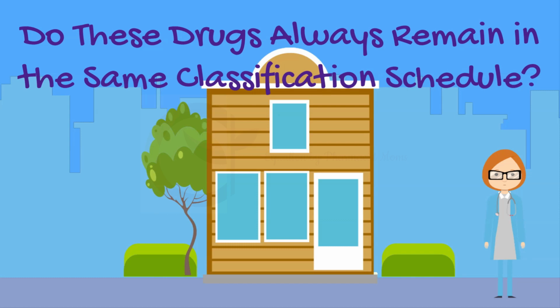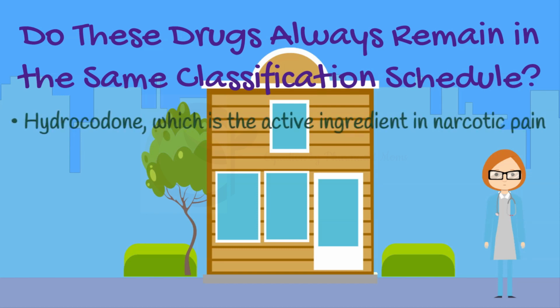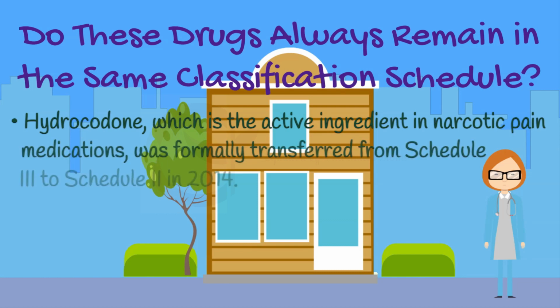Drugs can be allocated to different schedules dependent on accessible evidence, and may even be eliminated from the classification system as additional evidence develops. For example, hydrocodone, which is the active ingredient in narcotic pain medications, such as Vicodin and OxyContin, was formally transferred from Schedule III to Schedule II in 2014, due to the large number of individuals who abused the drug, and new research evidence indicating that it had a higher potential for the development of abuse and addiction than previously believed.